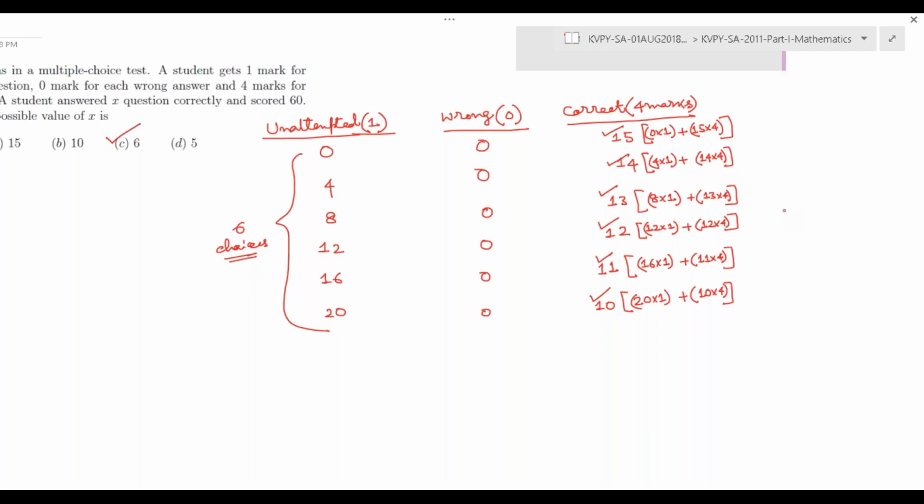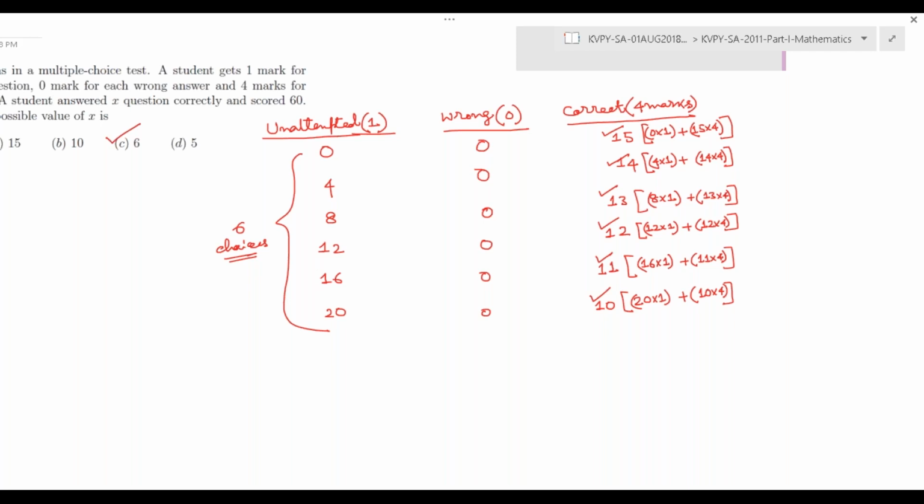See why it is so. Generic point I can say is that whatever the wrong answer you attempt, it contributes to the value 0. Correct? Irrespective of the number of wrong answers you give, it is 0. Then the number 60 has to be balanced either by unattempted or by correct. So that's why these are the combinations.